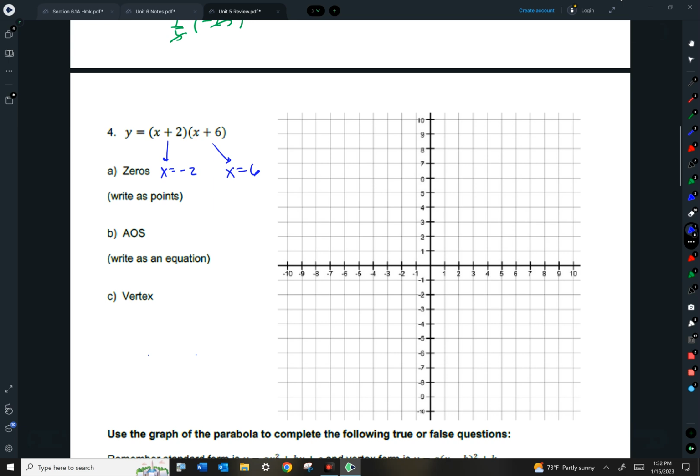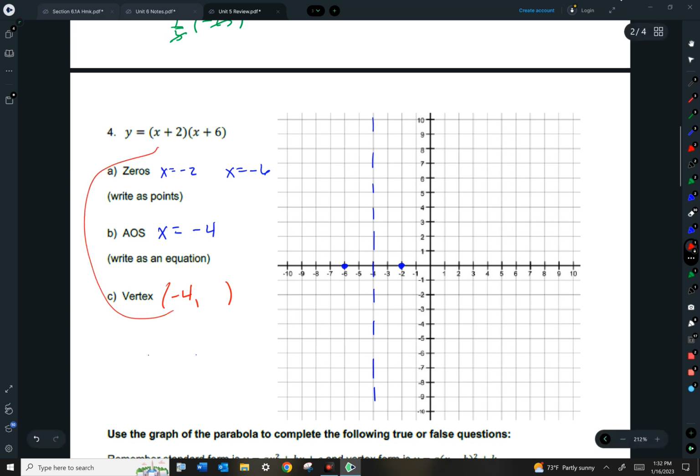So that means my parabola hits the x-axis at -2. Whoops, -6, right? Because it's the opposite, and -6. So right there. Remember we said the axis of symmetry is the middle of those. So the middle of -6 and -2 would be -4. So my axis of symmetry is along here, -4. And we said to find the vertex, you've got to plug that -4 in for x. So again, I'm plugging it in for x into my equation.